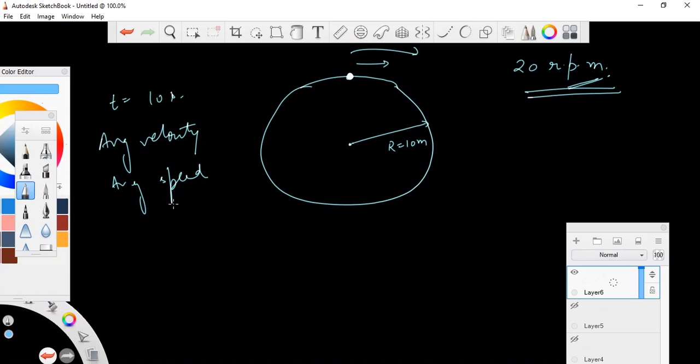We have to find out the displacement, right? Average velocity and average speed for 10 seconds.